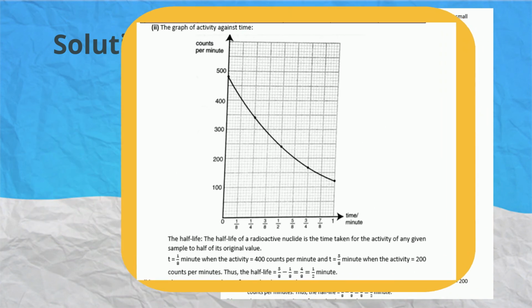The half-life of a radioactive nuclide is the time taken for the activity of any given sample to fall to half of its original value. T equals 1/8 minutes when the activity is equal to 400 counts per minute, and T equals 5/8 minutes when the activity equals 200 counts per minute. Therefore, the half-life is equal to 5/8 minus 1/8, which is 4/8, which is half a minute.